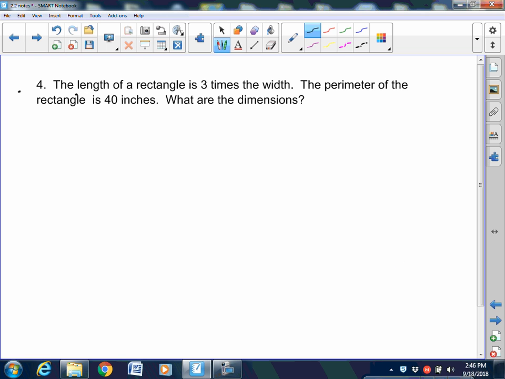Okay. Here we go. The length of a rectangle is 3 times the width. The perimeter of the rectangle is 40 inches. What are the dimensions of the rectangle? This is a very basic geometry question. When it's a geometry question and asks about shapes, draw a picture, right? I always draw a picture. Let's draw a picture of a rectangle.